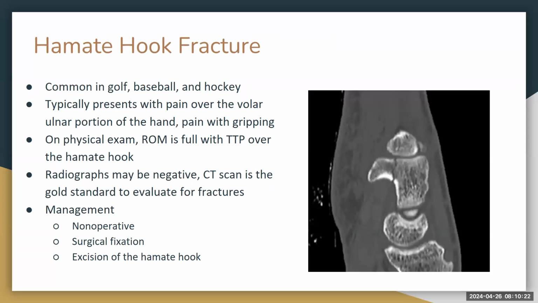Next, the hook of the hamate fracture. You can see these commonly in golfers, baseball players, hockey players, those stick sports or club sports, or golf club sports. They typically present with pain over the volar ulnar portion of the hand. They have pain with grip. As you can imagine, if you're gripping something and putting pressure through that fracture, it would hurt. On physical exam, they have full range of motion. They just have tenderness to palpation over the hook of the hamate.